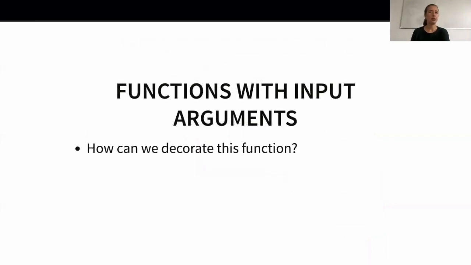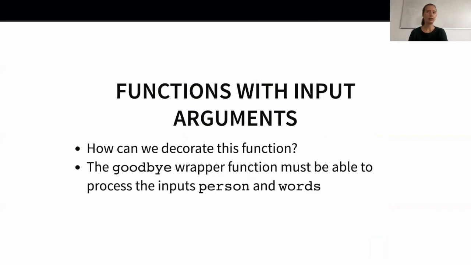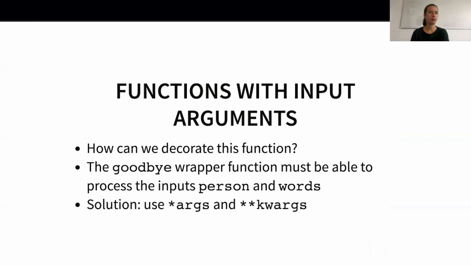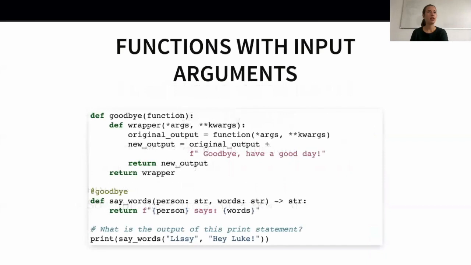We somehow need to make sure that our goodbye wrapper function can process the arguments, person and words. This is not that hard. We simply use args and kwargs to collect all positional and keyword arguments and forward them to the original input function. Our new code looks similar to the previous version.